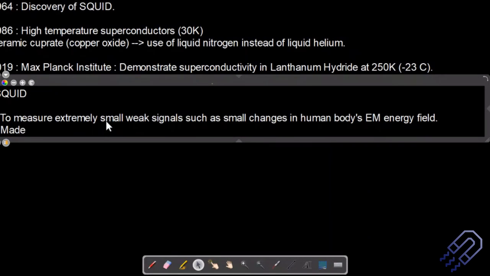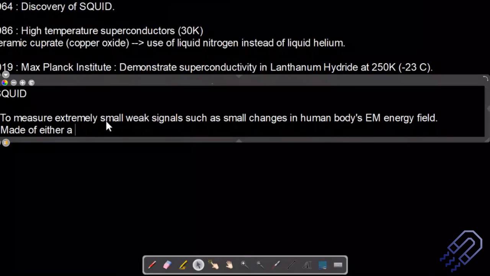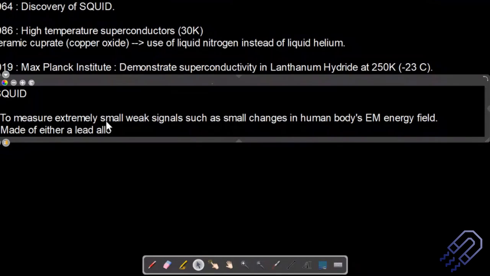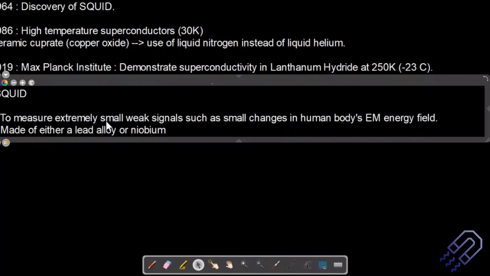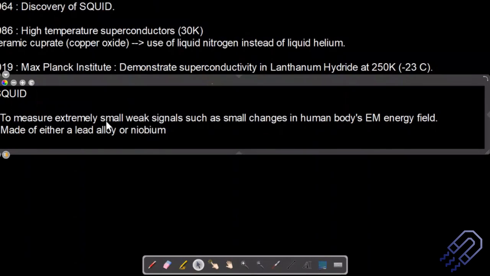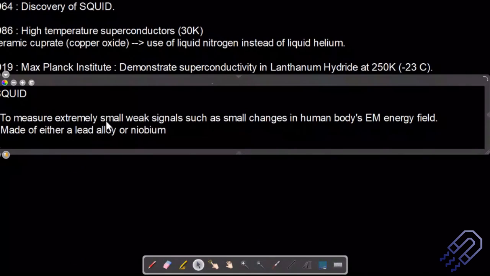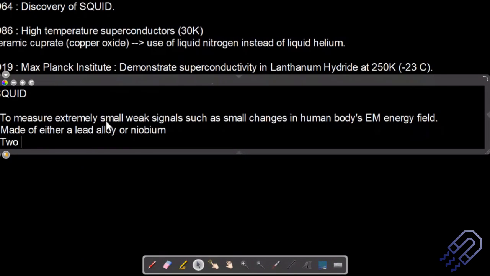And what are these superconductors made of, based on which we have the SQUID device? It's either made up of a lead alloy. There are certain alloys combined with lead which show superconducting behavior, or we can use niobium. Niobium is a very good magnetic material, one of the strongest magnetic materials in fact. And if you look into the SQUID, there are two types.